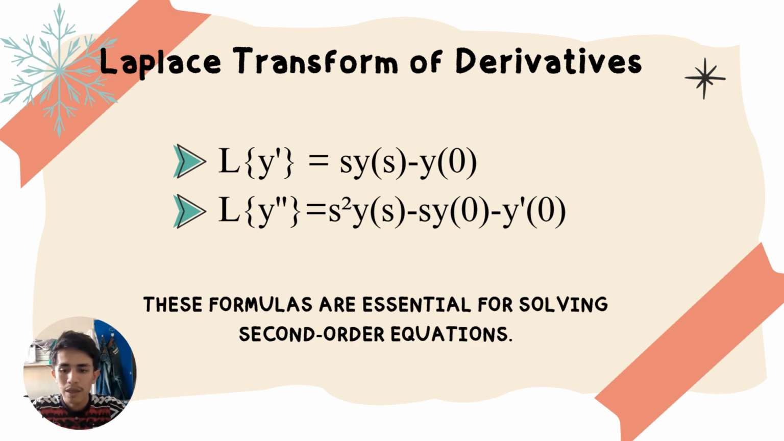For the second formula, which is L[y''] equals s squared Y(s) minus s y(0) minus y'(0), the Laplace transform of the second derivative includes both the initial value, which is y(0), and the initial derivative, which is y'(0). These formulas are especially useful for solving first-order and second-order differential equations, which are commonly encountered in engineering and physics.